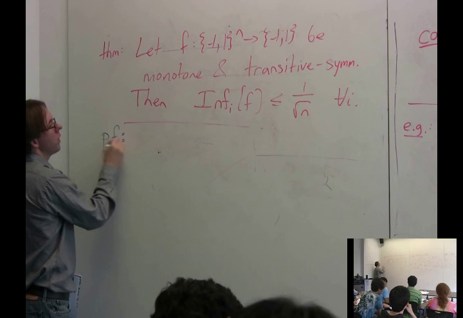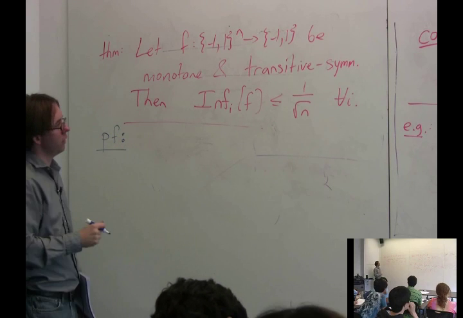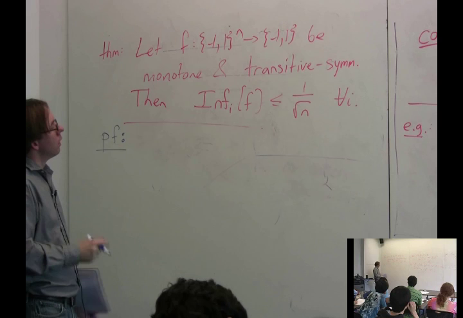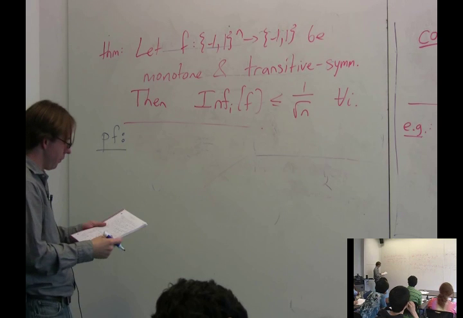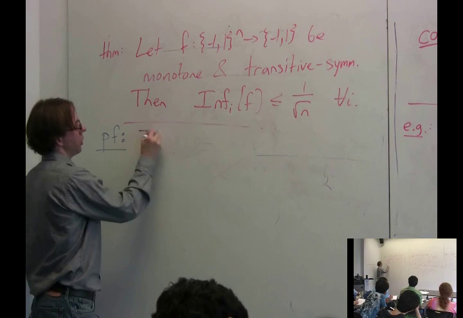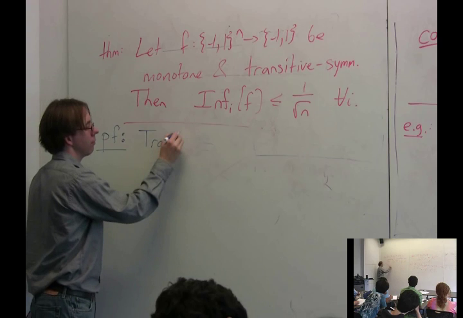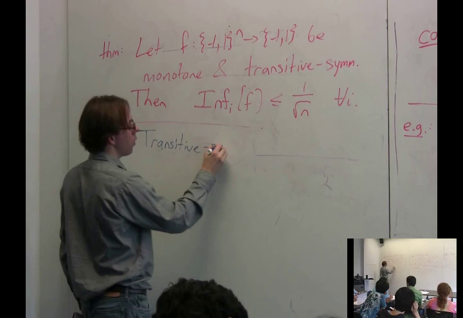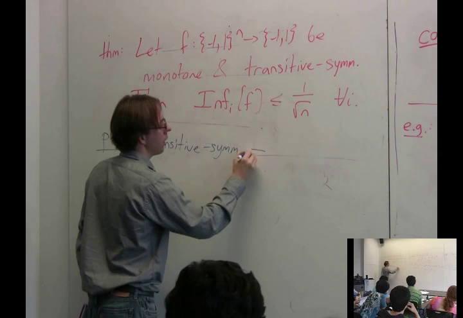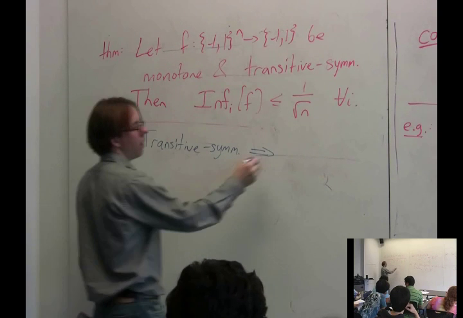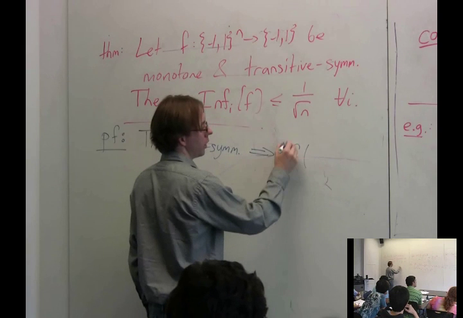Okay, so the proof of this just uses a few observations. First of all, if the function is transitive symmetric, intuitively this kind of means that all the coordinates are sort of the same. And that implies that all of the degree 1 Fourier coefficients are the same.